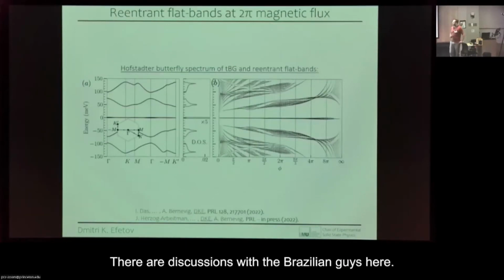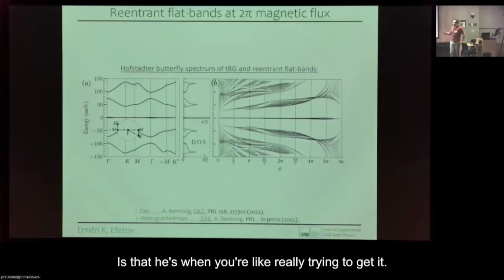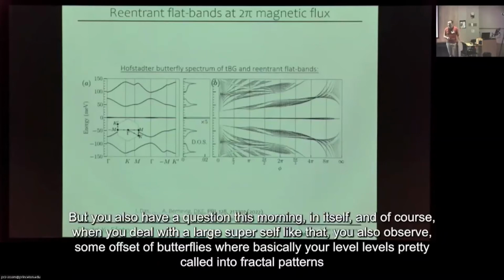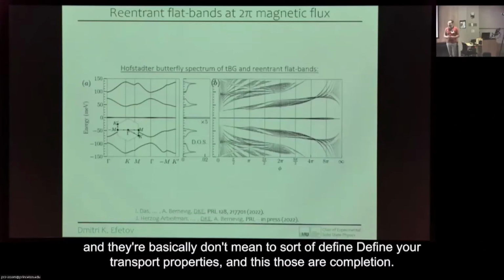Basically, what we realized in discussions with the Princeton guys is that when you apply really high magnetic fields, of course, your bands break up into Landau levels. In a system like twisted bilayer graphene, you have the unit cell of the carbon of the single layer graphene, but you also have these moiré unit cells. And when you deal with large supercells like that, you also observe Hofstadter butterflies, where your Landau levels break out into fractal patterns, and they define your transport properties.